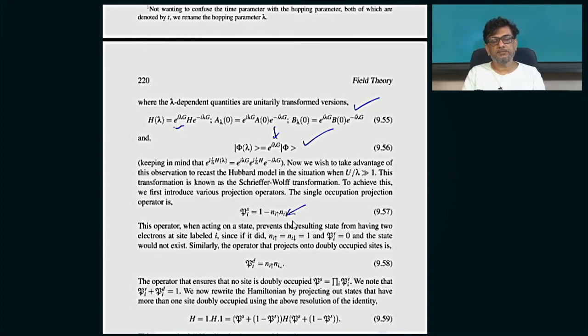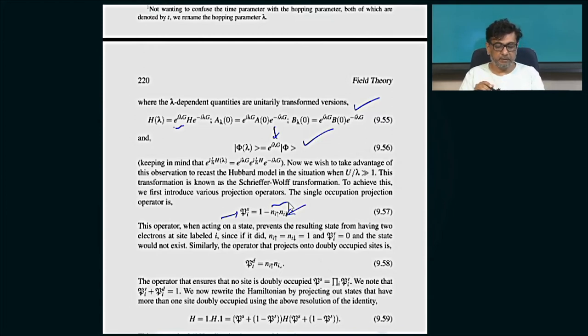So, that means if you have a state, you can express it in terms of no occupancy plus single occupancy plus double occupancy, some kind of a linear combination like that. Now, if you take this operator and act it on that state, it destroys the part of that state which contains the double occupancy. And why is that? Because when there is double occupancy, n_I up times n_I down will be 1, and 1 minus 1 is 0. So basically it suppresses the double occupancy part of that state.